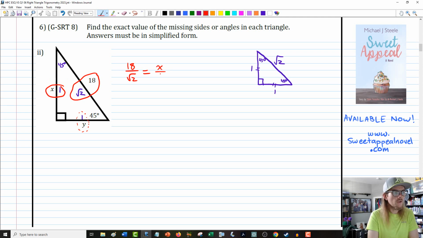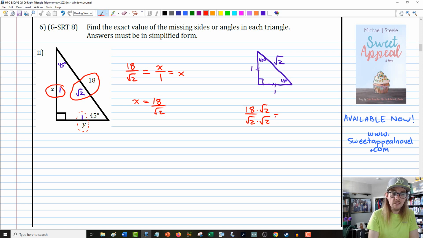So again, outside over inside. Well, good news, everyone. We get x over 1, which is just equal to x, which means our answer can be expressed as 18 over root 2. But of course, as we did on the previous one, we can also rationalize that just so it looks a little bit cleaner.